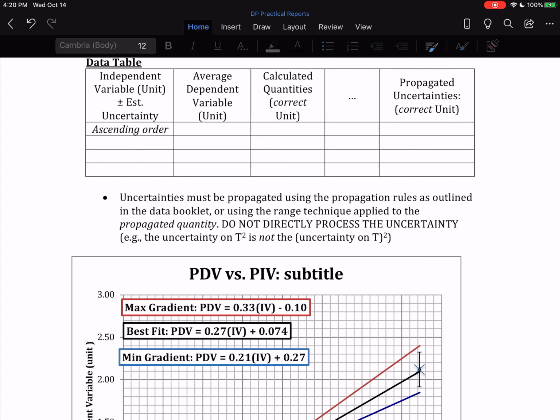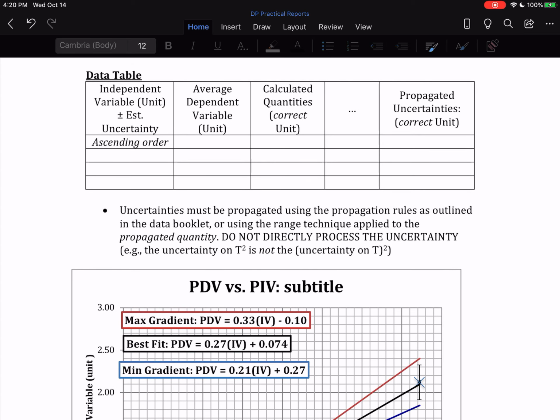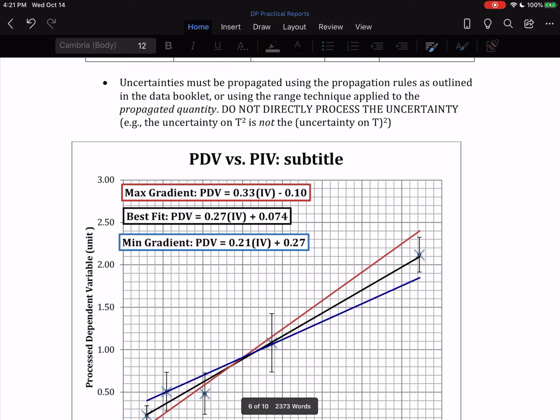Notice that when you are propagating your uncertainties, you must use the propagation rules as outlined in the data booklet in topic 1.2 or using the range techniques to the propagated quantity. You cannot directly process the uncertainty. So for example, the uncertainty on t squared is not the uncertainty on t, squared. And you have to be careful about that fact. So you're expected to propagate uncertainties according to those rules.